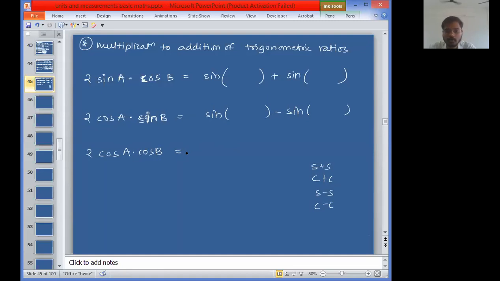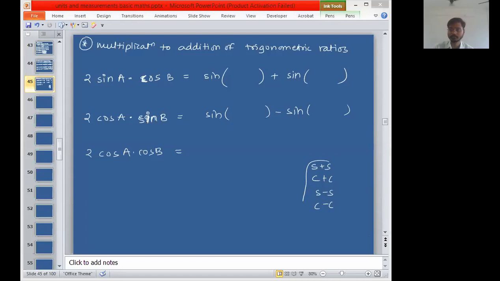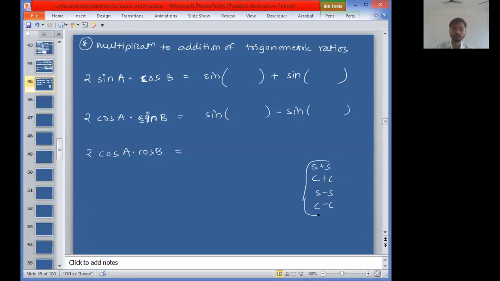Everyone check your notebook. 2 cos cos, Munif, correct. Check what is the answer out of these 4. Yes, Shriram. Siddhi, Tanvi, correct. Yes, Kritika. Sir, cos plus cos is 2 cos cos. So 2 cos cos will be cos plus cos, cos of something plus cos of something. 2 cos cos. Okay, sir.